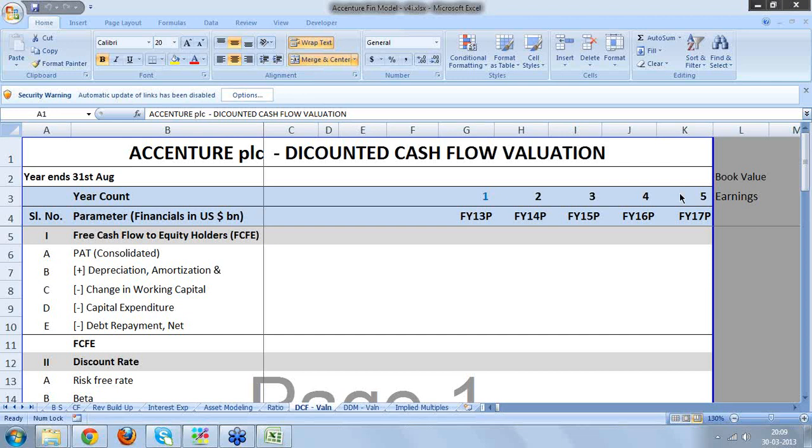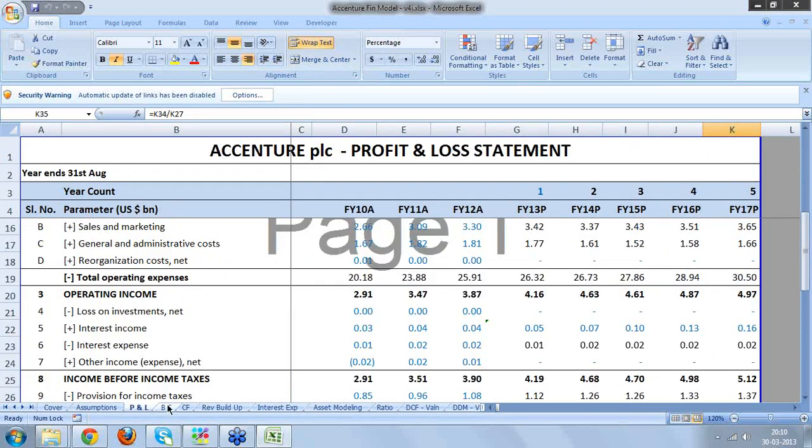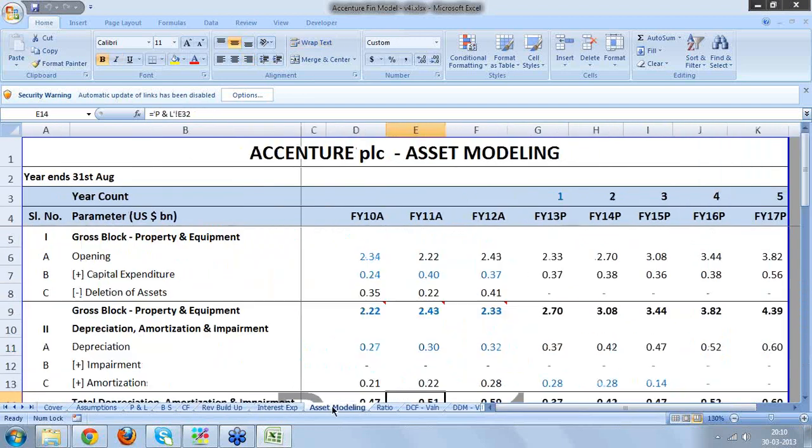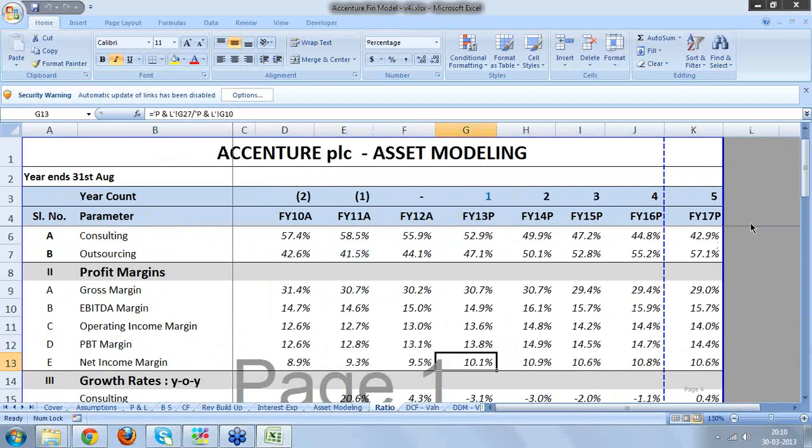Good. So let's look at what we have done. Slowly and slowly we have inched closer towards the end of the webinar on this particular topic, and if I look back at what I have done in my Excel files, we now have the entire assumption sheet ready with us, this entire P&L, balance sheet, cash flow, revenue build-up, interest expenses, asset modeling, ratio, and now we are inching towards the valuation.